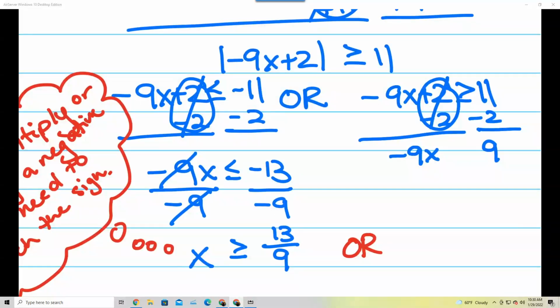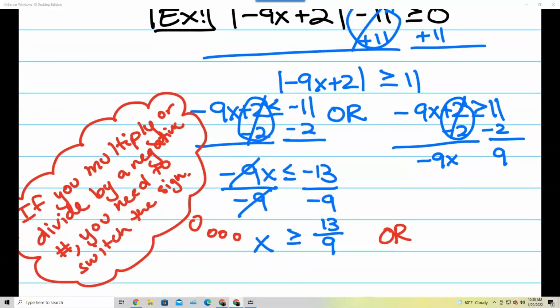And now the question becomes, do I need to switch the sign? Because I see this negative 2 right here. The answer is no, because remember what we did with that 2, we subtracted 2. And according to this thought bubble, you only need to switch a sign when you multiply or divide by a negative. I did not multiply or divide, so I'm not going to switch the sign. This needs to stay as a greater than or equal to. All right, let's keep going.